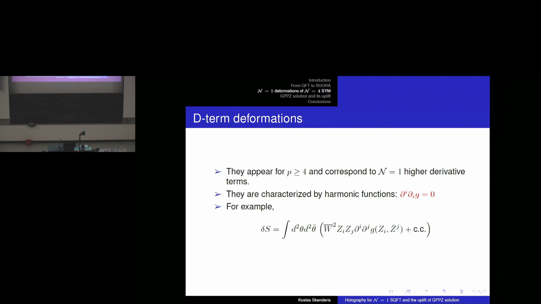And quite intriguingly, all of them are characterized by harmonic functions. So one example of such deformations is the one I gave over here. So this function here is a harmonic function, namely it satisfies box on G equal to 0, and you multiply with W bar squared. So this type of term is N equals 1 D-term deformation. This type of terms, I'm not sure have been studied in the literature, but they should have some more special properties because they originate from N equals 4 super-Yang-Mills.